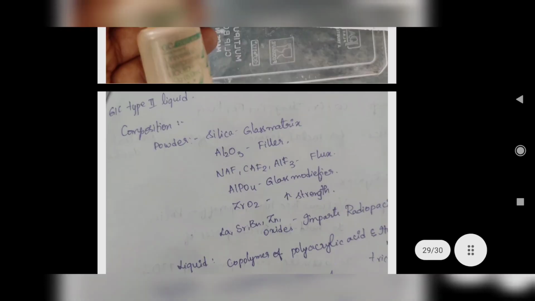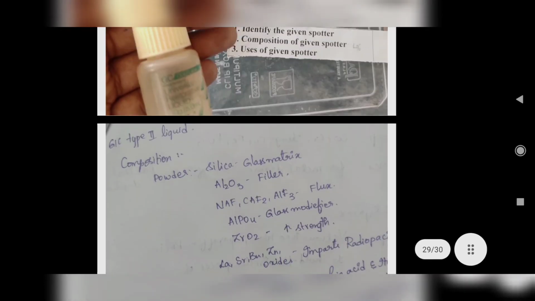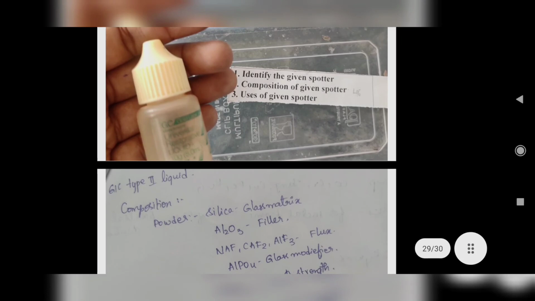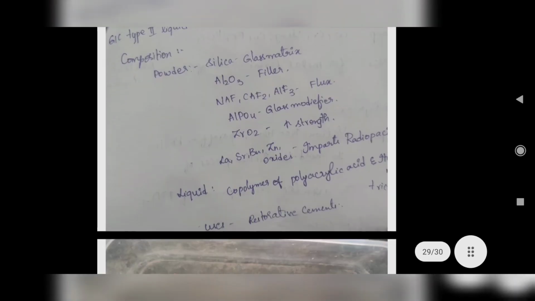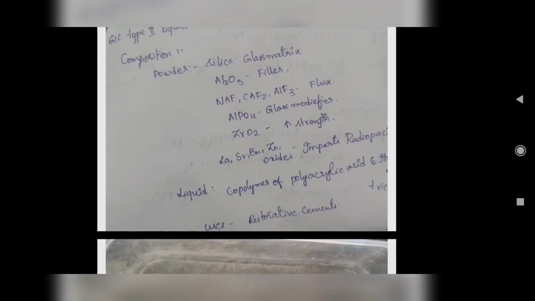So that's the powder composition. What they have given is GIC liquid, so you don't need to write this. If you have time, you can write it, but there will be no time in spotters, as they will give only 2 minutes to write the spotter, right? So you have to write the liquid. It is made up of polyacrylic acid, and it is a restorative cement.